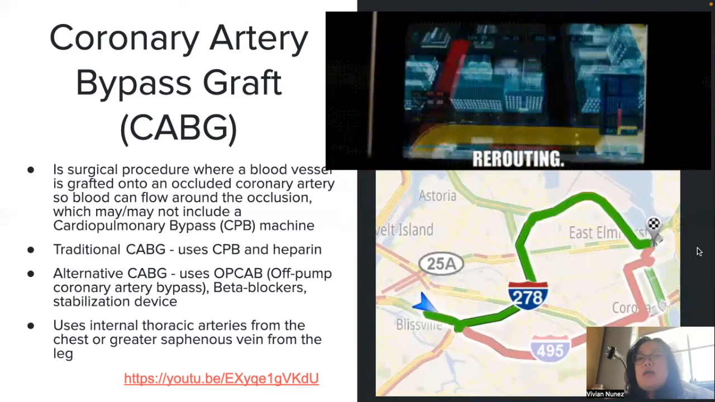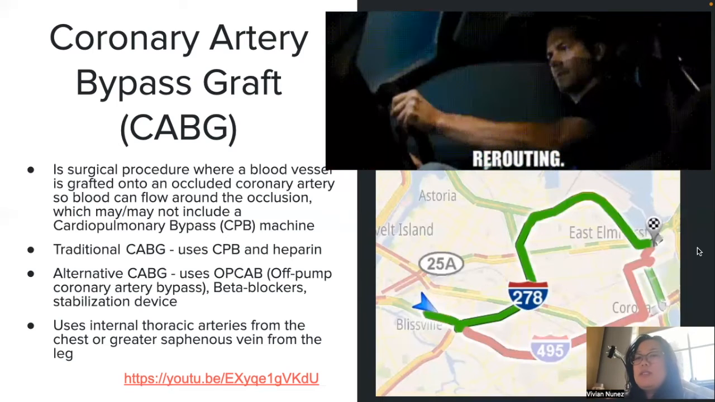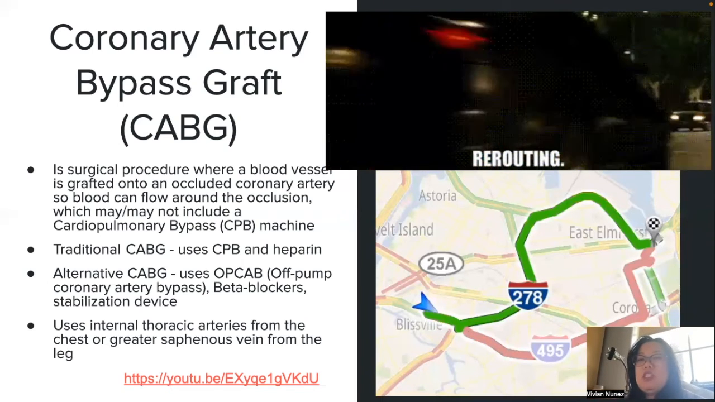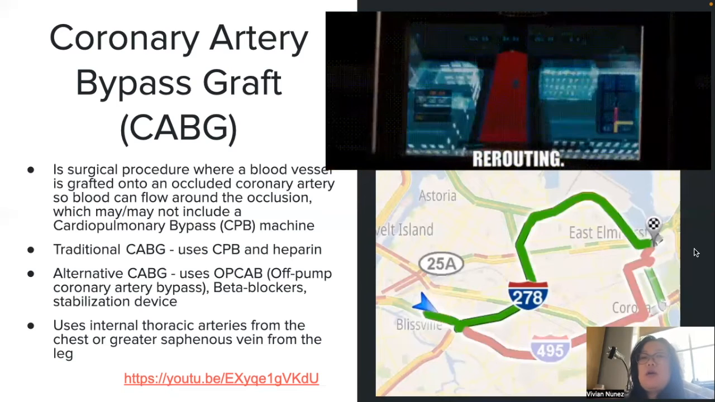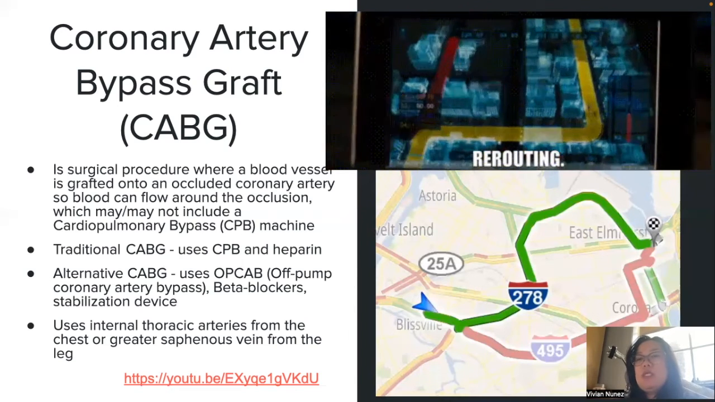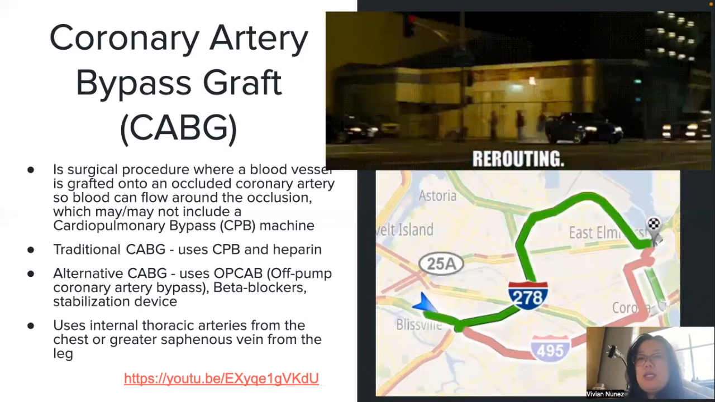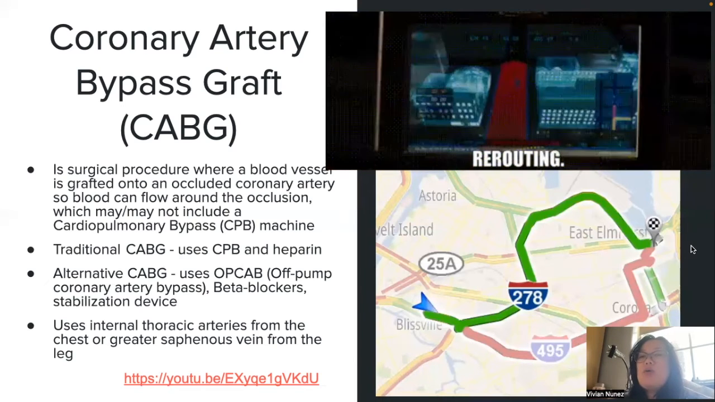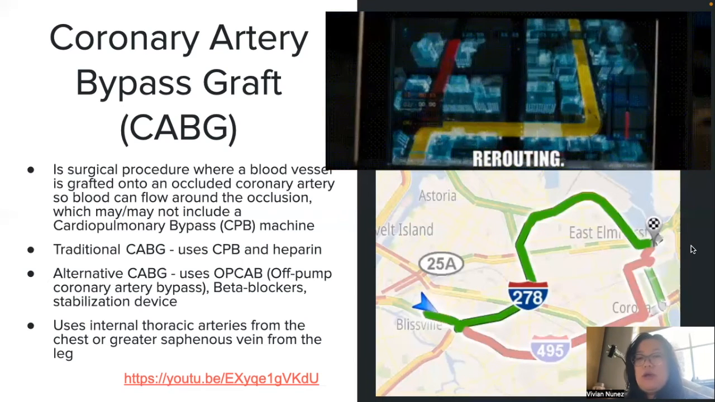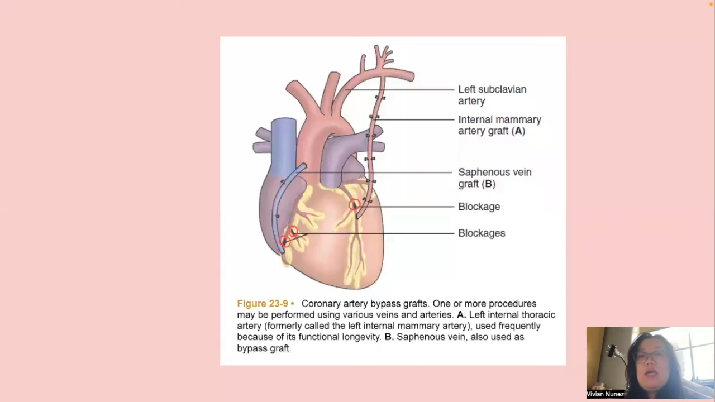The surgeon will pick one of two routes if he does do a CABG on a patient. There's a traditional CABG, which includes a cardiopulmonary bypass machine and heparin, and the other route uses an off-pump coronary artery bypass method, along with beta blockers and a stabilization device. Let's go on to the next slide.